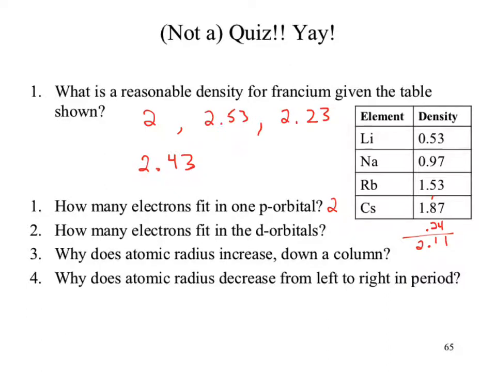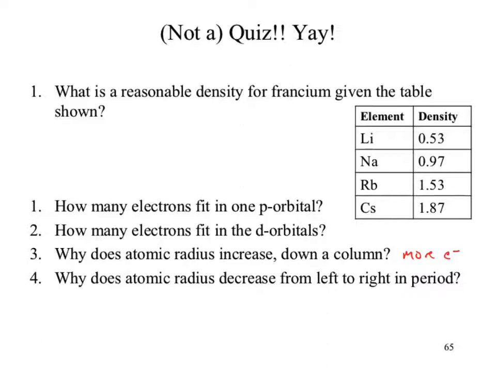Okay. Why does atomic radius increase down a column? More electrons, right? That's the answer. You're sticking with it. Why does the atomic radius decrease from left to right? Left to right, what happens to the amount of electrons? You get more electrons. So you're explaining down a column by saying more electrons, but when I look across a row, I get more electrons and I don't get bigger. Your theory, unfortunately, sucks.